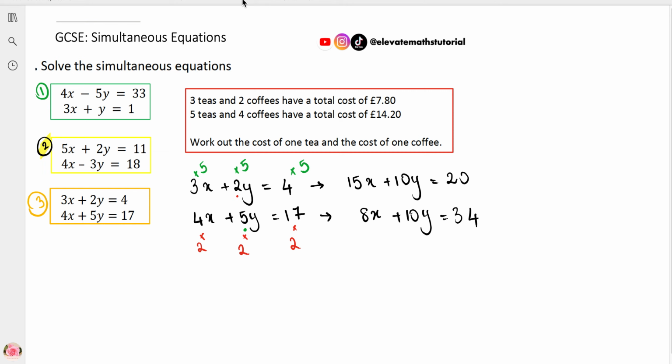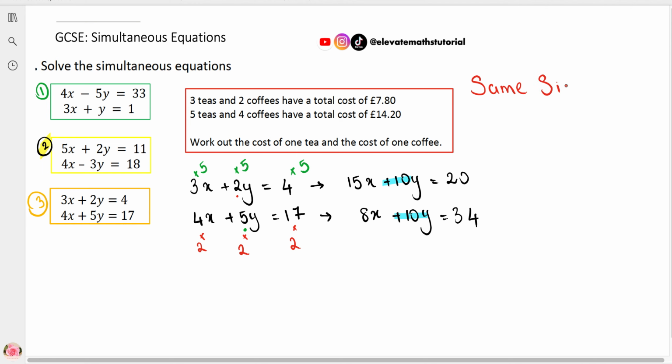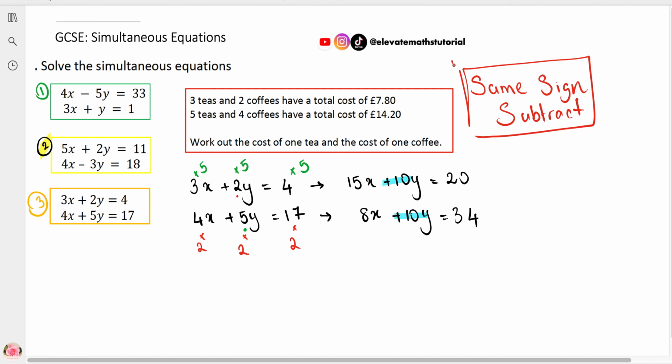Now, these two terms here, if you look at that, they are both 10y, but they are both positive 10y. So always remember, if it's same sign, then we subtract. Different sign, add. This has a nice ring to it, SSS, so it's kind of an easier way to remember it. Same sign, subtract. Opposite signs, different signs, add. So we need to subtract here.